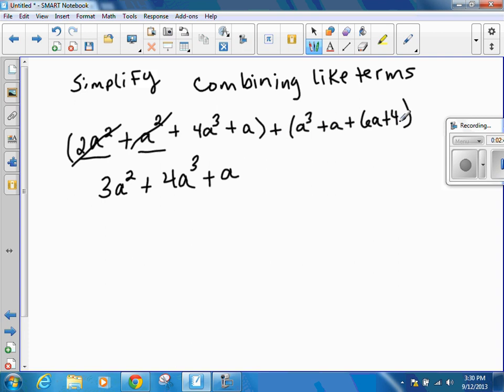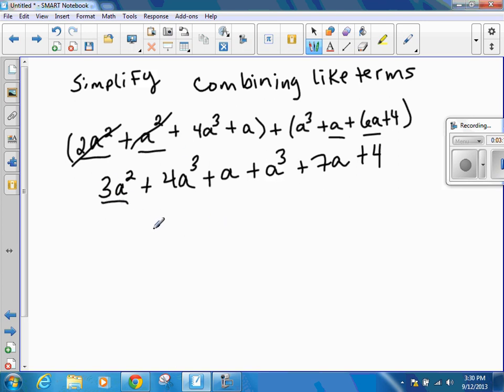And then I'm going to focus over here. I'm going to look and see what like terms I have going on. Okay, so I have a here, 1a, and then I have 6 a's. So 1a plus 6 a's is going to give me 7 a's. I don't have a cube. I'm just going to bring that right on down. So I've got this plus sign here, a to the power of 3. 1a plus 6 gives me 7 a's. Bring down that 4. Okay, now I can look at this whole thing and simplify it even further.